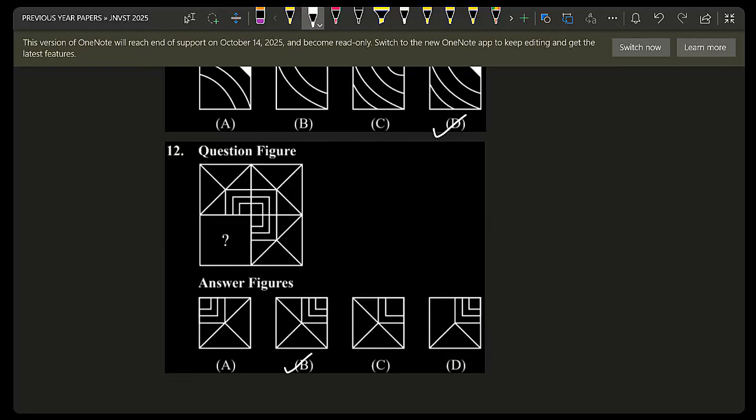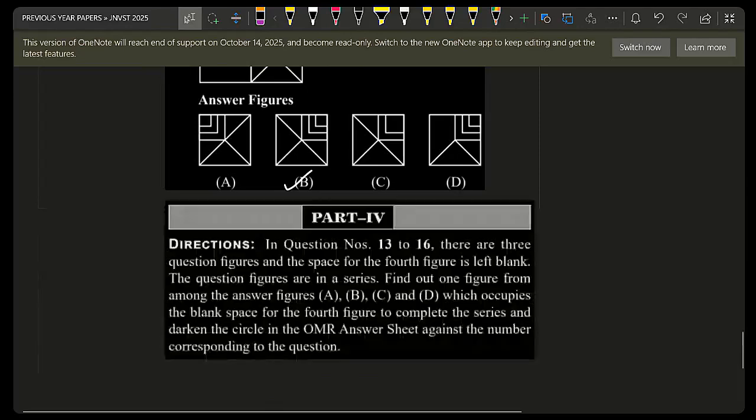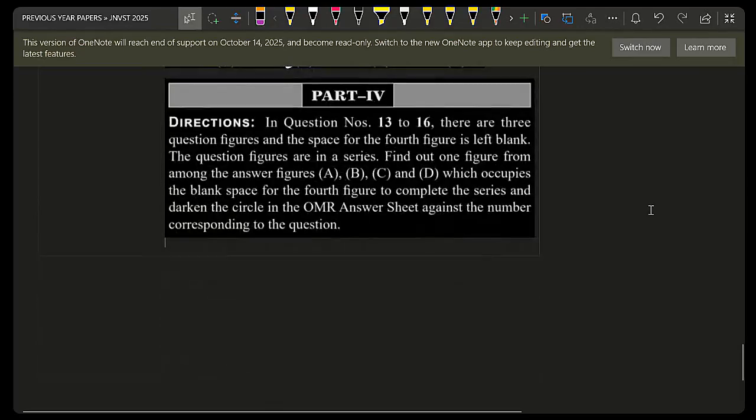First, let us go through the directions. So part 4, what we are going to do. In question number 13 to 16, there are 3 question figures and the space for the 4th figure is left blank. The question figures are in a series. So this is a series completion question. Find out one figure from among the answer figures A, B, C and D which occupies the blank space for the 4th figure. So series completion.